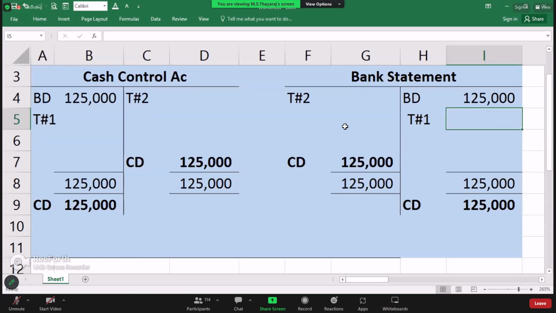At the same time, the cash control account balance will be decreased. At the same time, the bank statement balance will be decreased. So according to that point, we have to prepare the bank reconciliation statement. So we have to move to the session review question.